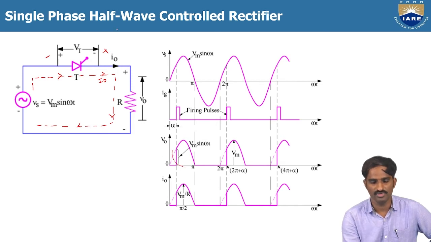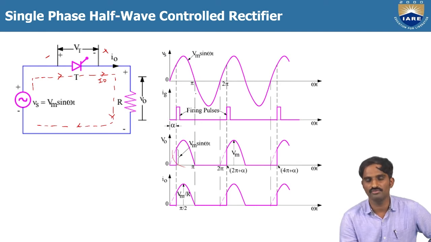That's why this is a single phase half wave control, which means we can control only during the positive half cycle, but during the negative half cycle we cannot control, because the output voltage and current are 0. So based on the firing angle, we can control the output voltage and current, the average or RMS output voltage and current, which we will discuss.